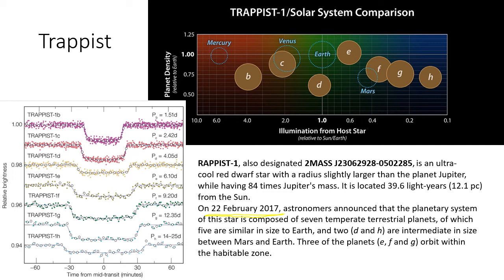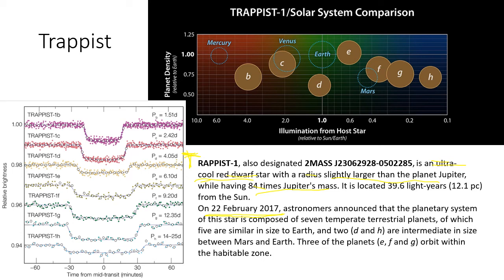TRAPPIST 1, the star is called. Managed to cut the T off, sorry about that. TRAPPIST 1 is a really cool red dwarf, so right into the M's, piddling little thing. Its radius is only slightly bigger than Jupiter, but it's got 84 times Jupiter's mass because it's a whole lot denser, because it is actually a proper star. And this thing has 7 terrestrial planets.